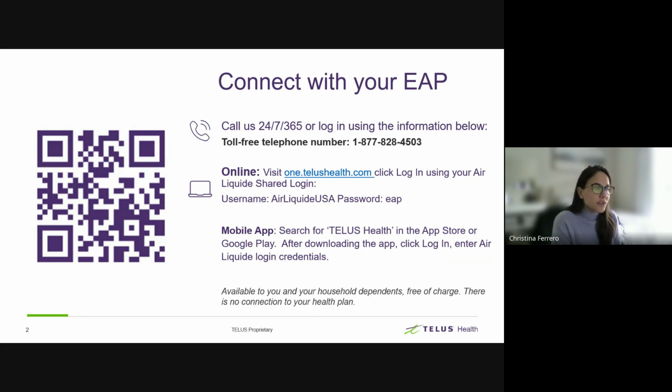And then something really important to know going forward. I know a lot of people are unsure about this, but please know that this is available to you and your household dependents free of charge. There is no connection to your health plan. What that means is anyone that lives within your household, whether that's your parents, your partner, their teenage children, or your spouse, can use this free of charge as well.